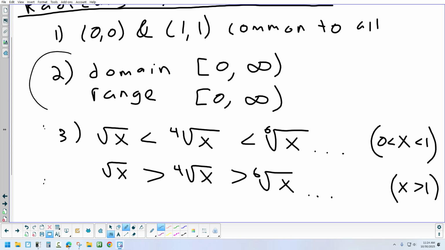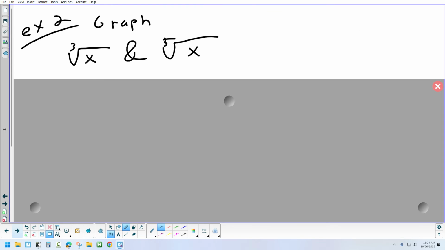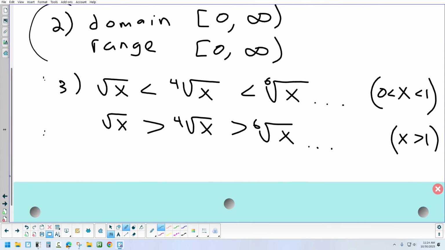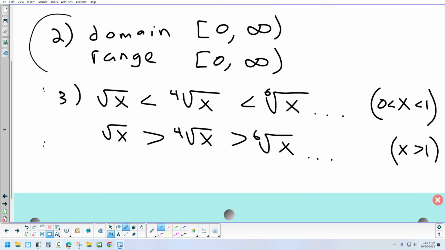Okay, but that's just some basic facts about even roots. Any questions about even roots? So now we're going to start to think a little bit about odd roots. When you're dealing with an odd root, what kind of numbers are you allowed to use in the radicand? If I said take the cube root of, what kind of numbers could I give you?